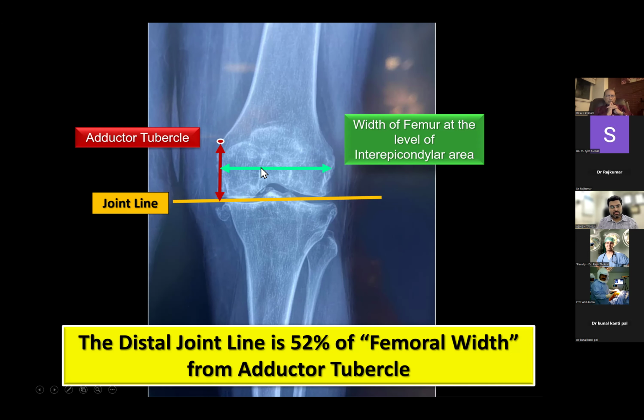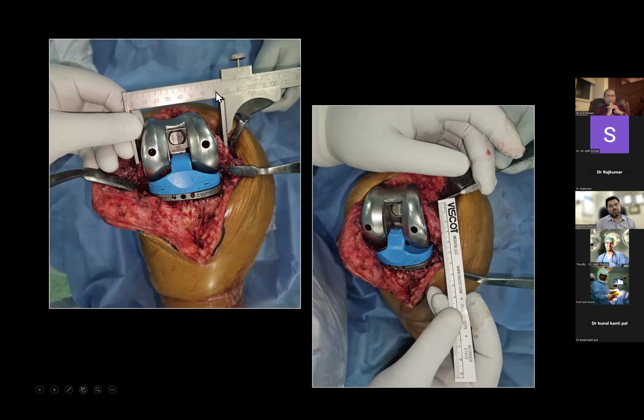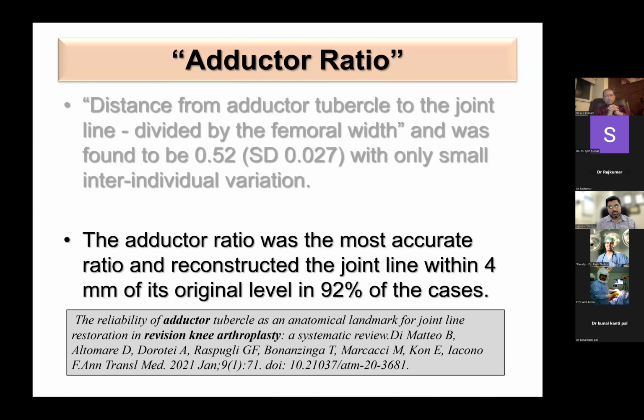So one can measure the femoral width intraoperatively, and 52% of this width is how far distal to the adductor tubercle our joint line lies. I put a needle just to make you see. It is the adductor tubercle, and about 52% of the width of the femur at the intraepicondylar area is the joint line. There are various studies available in literature where adductor ratio has been quite okay in almost 92% of cases.